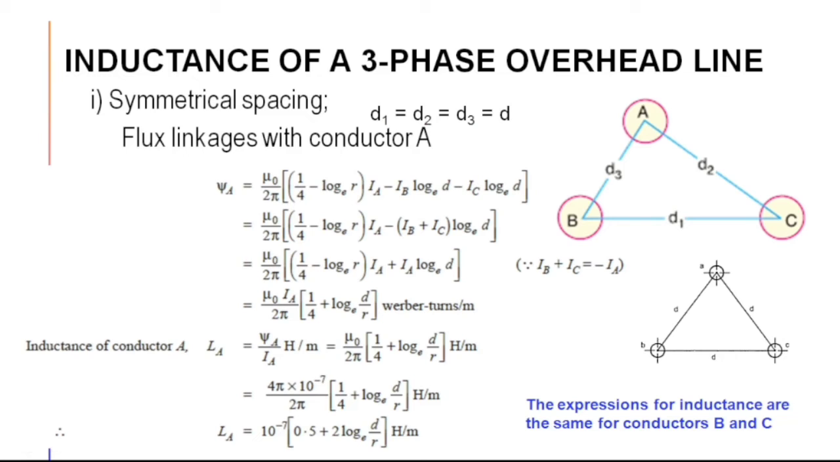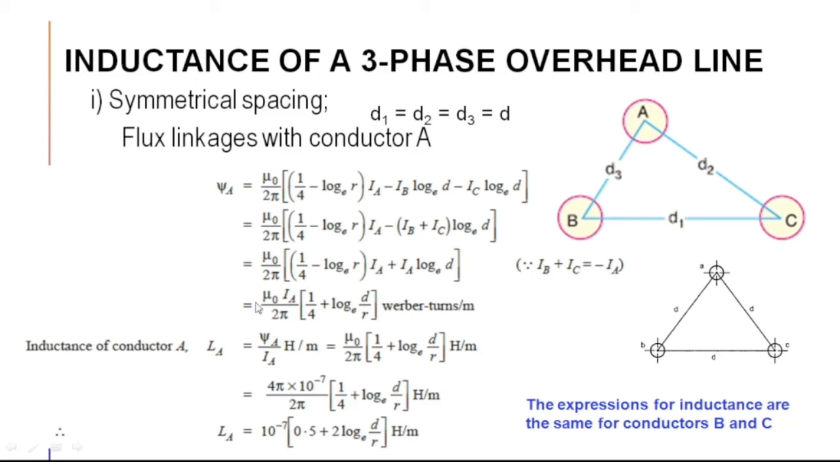Here we have the previous consideration, IA plus IB plus IC is equal to 0, and that expression I am rearranging here as IB plus IC is equal to minus IA. I am placing this minus IA in this one, and this becomes minus minus IA, plus IA. The remaining term is μ0/2π [1/4 − log_e R] IA plus IA log_e D.